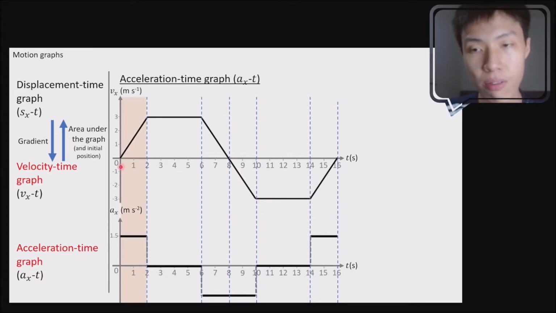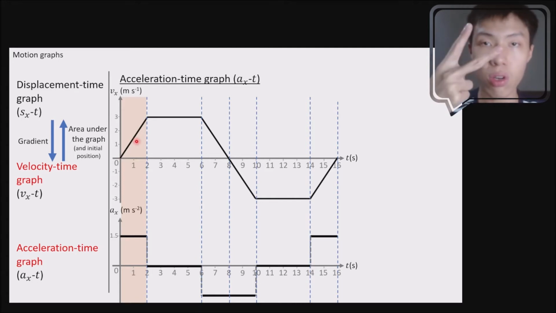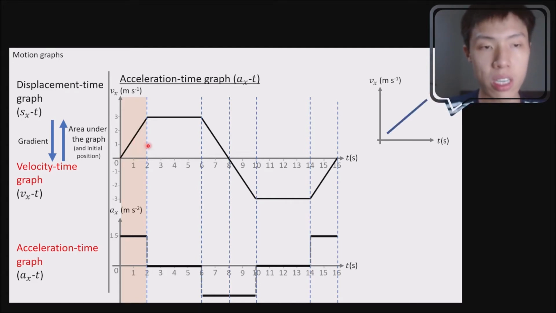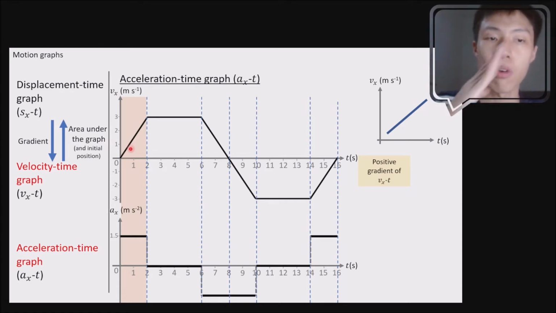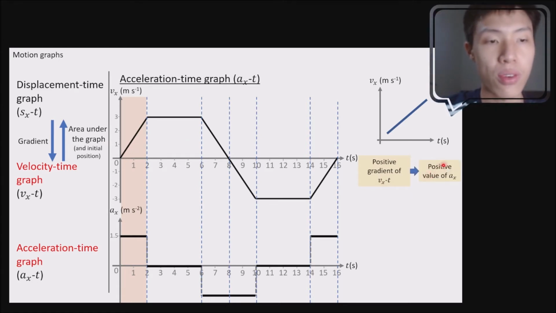Okay, let's look at the first section. Again, we need to observe two things. The first thing is whether it's a positive or negative gradient. This is the shape of the graph that we have in the velocity time graph. So what do we observe? In this case, it's positive, it's sloping upwards, it's not flat, it's not sloping downwards. Positive, sloping upwards, therefore you get a positive value of acceleration.